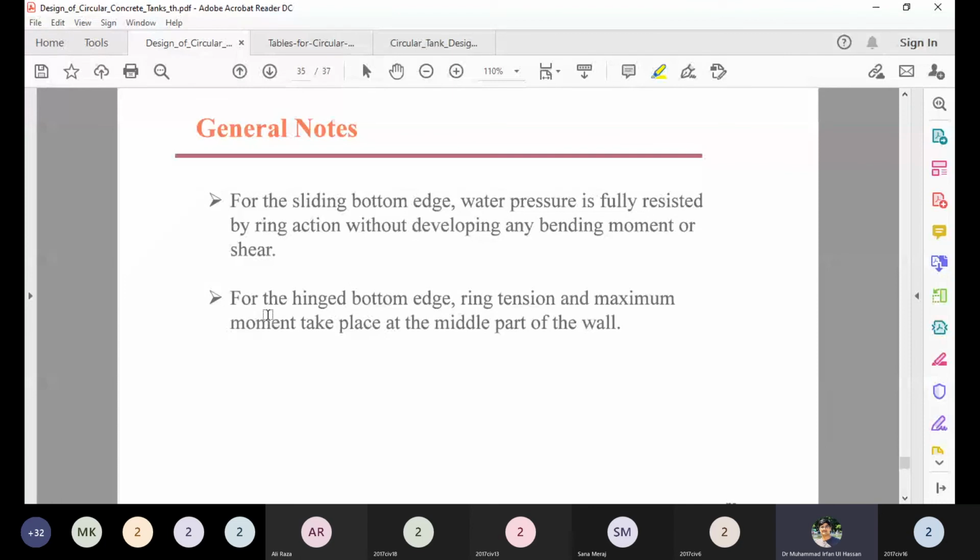Second case was the hinge. Third case, again the ring tension is dominant, but the maximum bending moment takes place at the middle part of the wall. In case of the sliding edge, there is no bending moment, but ring tension is dominant.